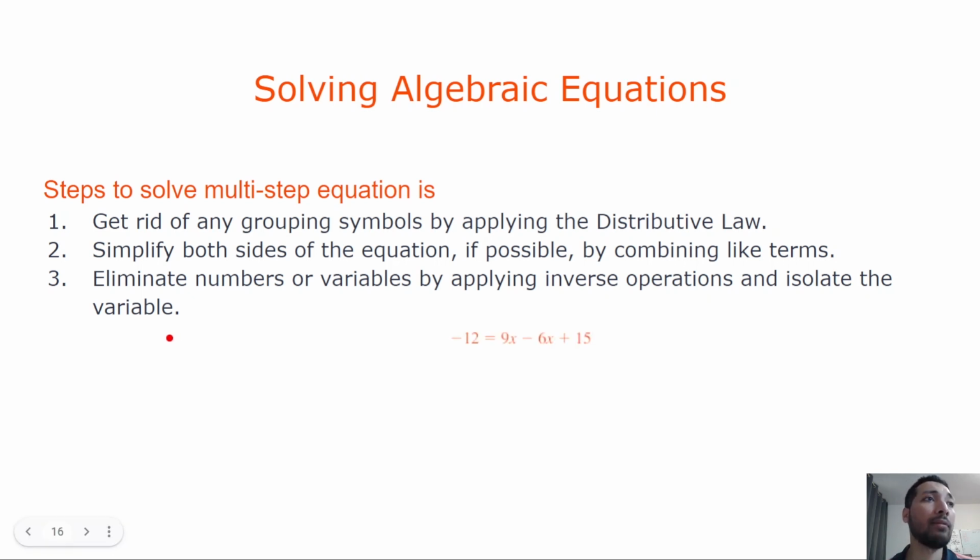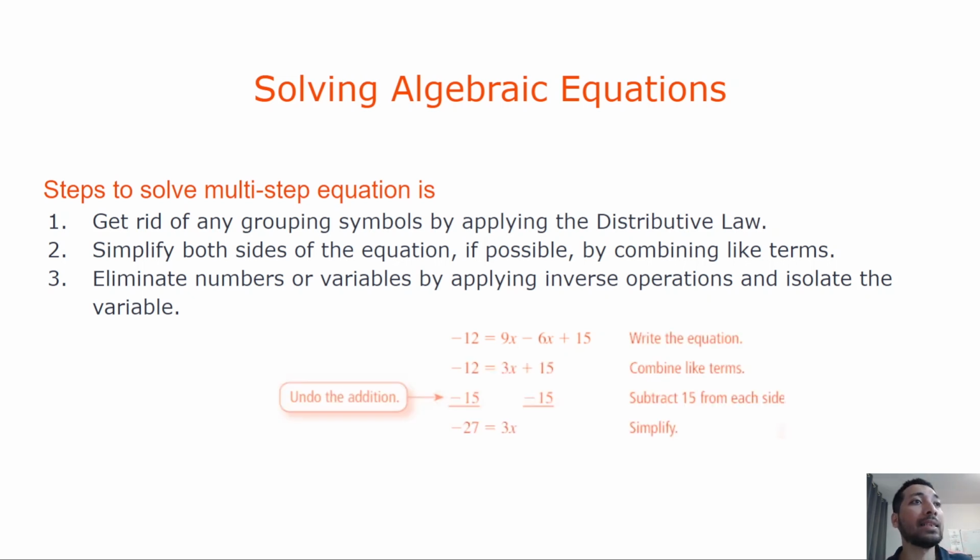The first problem we have is negative 12 equals 9x minus 6x plus 15. Step number 1, we don't have any grouping symbols over here, so we don't need to apply any distributive law. The next step is we need to simplify by combining like terms. Do you have like terms on each side? You can see that we can combine 9x and 6x. So we add 9x and 6x to make it 3x.